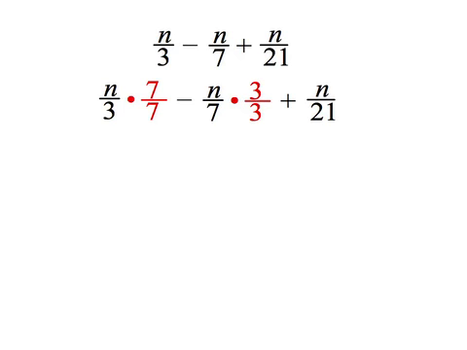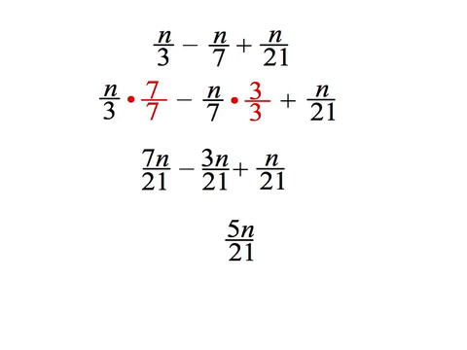Same in the second fraction when we multiply by 3 over 3. Gives us 7n over 21. Take away 3n over 21 plus n over 21. We combine those 3 numerators to get 5n over 21. It's in lowest terms, and we're done.